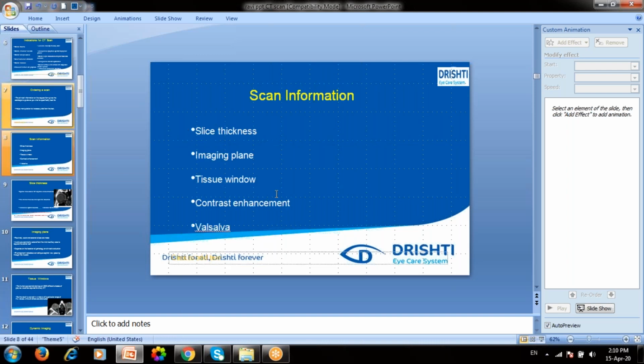So scan information. These are the few basic things we need to understand about the scan: slice thickness, imaging plane.